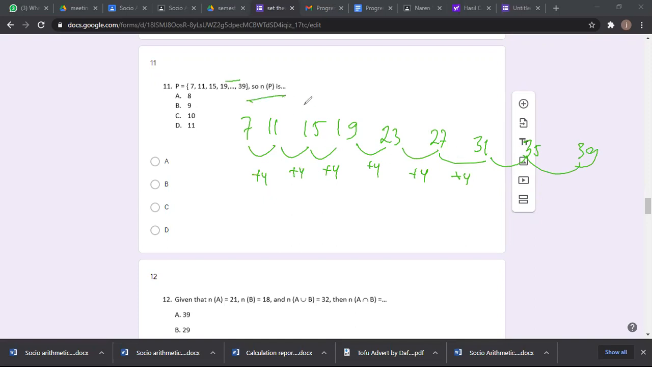And then how many is n(P)? 1, 2, 3, 4, 5, 6, 7, 8, 9. So there are 9 members, or 9 elements.